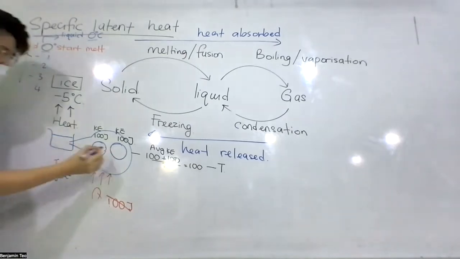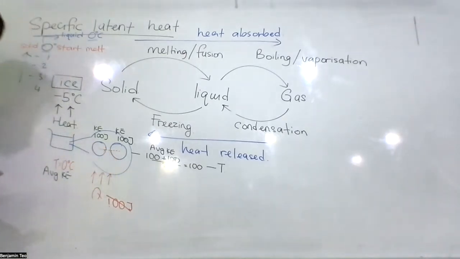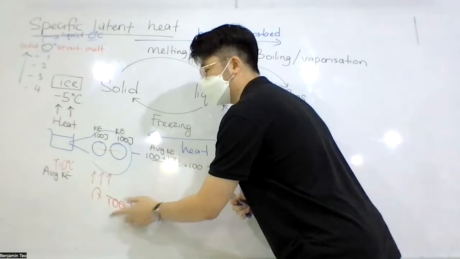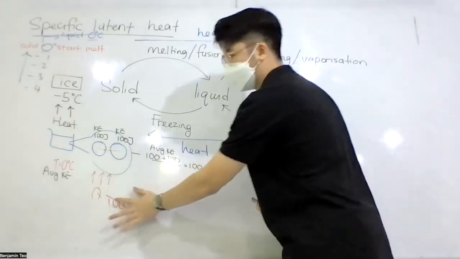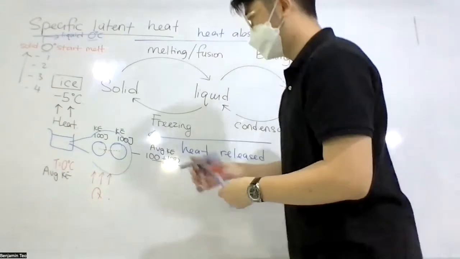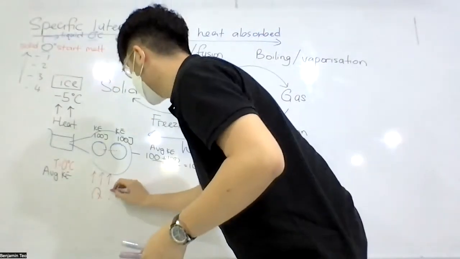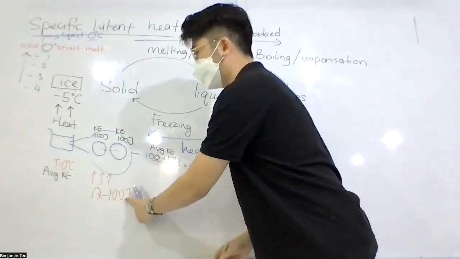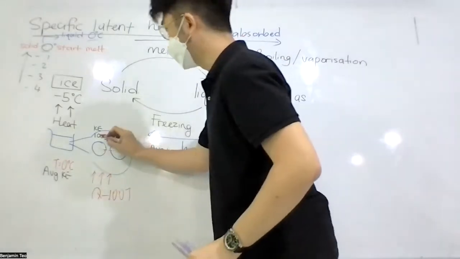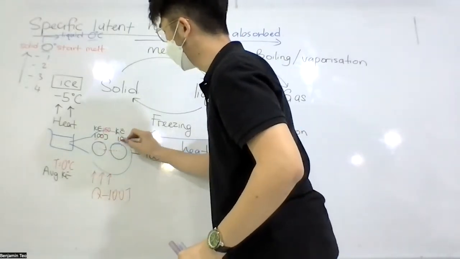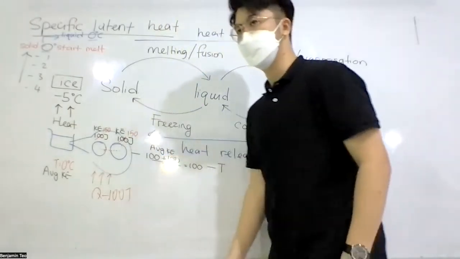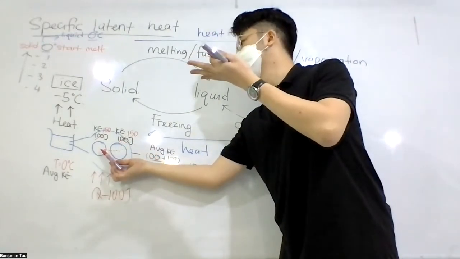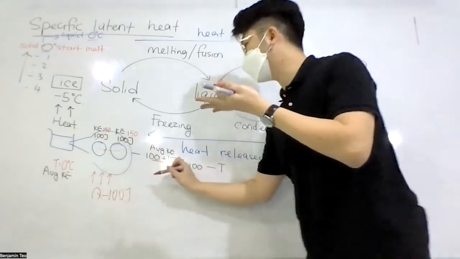Liquid particles also have bonding, but weaker, not as strong as the solid. I continuously supply heat. Okay, what happened to the heat I supplied? Now I give it another 100 joules. Then where will this 100 go? 50 goes here, 50 goes here. So this one becomes 150, this one becomes 150. Okay? So the kinetic energy of the particles has now increased.